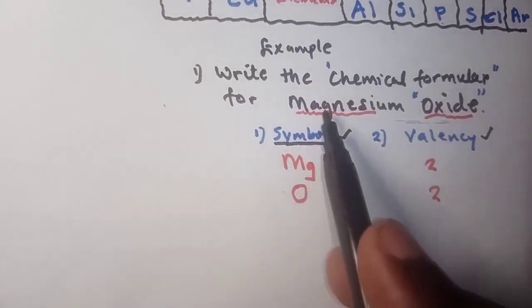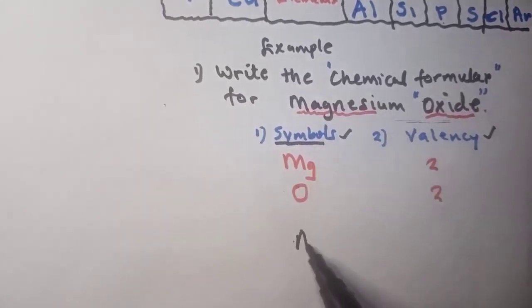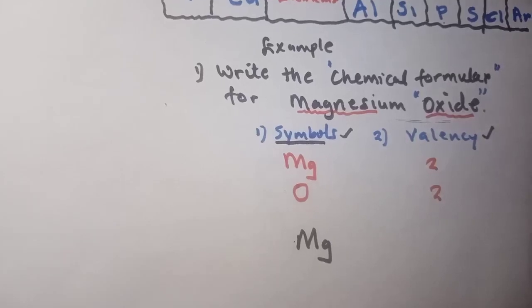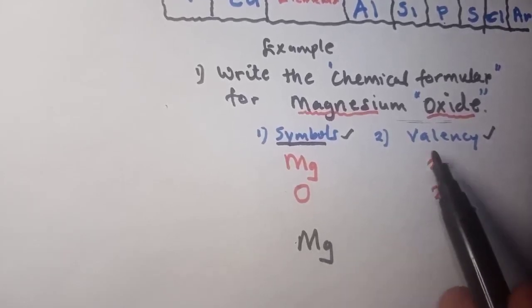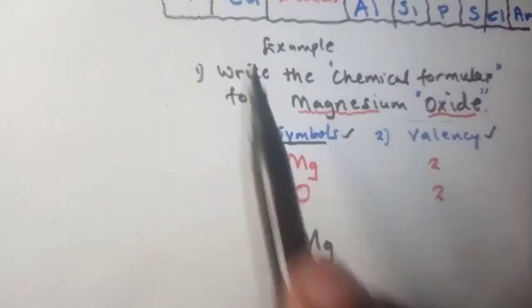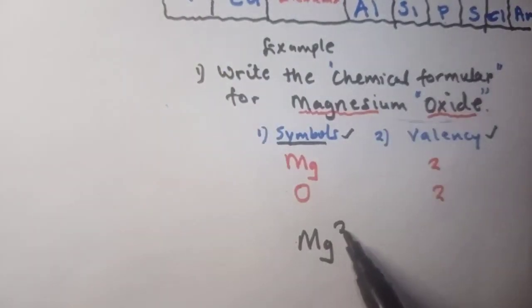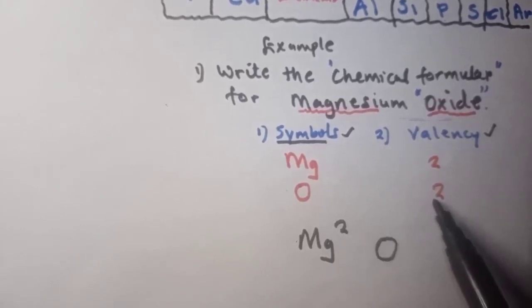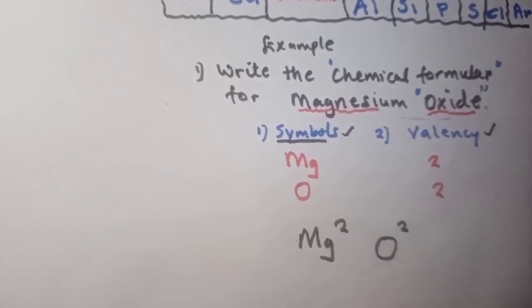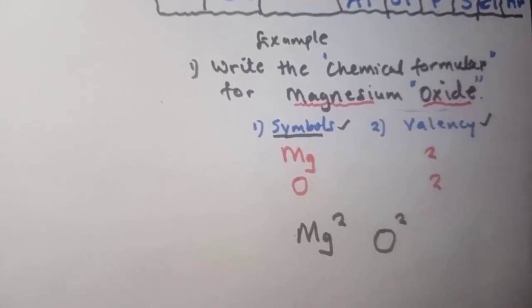So you're going to say, okay, it starts with magnesium. You're going to write magnesium. Then the valence for magnesium is 2, and we saw that from the periodic table. So you're going to write a 2 here on top of magnesium. Then you write all this side, which is oxide, and its valence is what? It's 2.